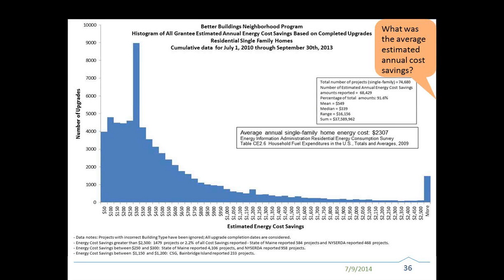So for this graph, what I wanted to do is I also added a box here with the average annual single-family home energy cost. This is from the Residential Energy Consumption Survey, just as a comparison to what the mean is from this distribution. So it is interesting. We do have quite a few that are at a very high estimated energy cost savings, over 2,500. Very curious about that. Those definitely do look like outliers that would be appropriate to remove. But that's just presenting what the data shows us.